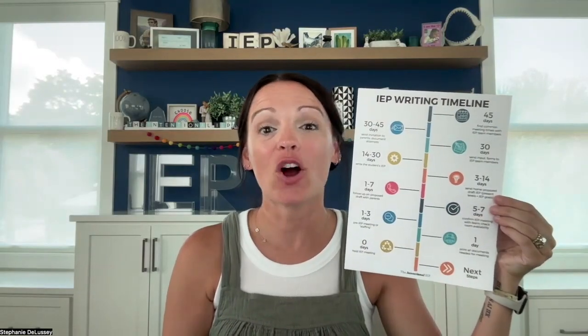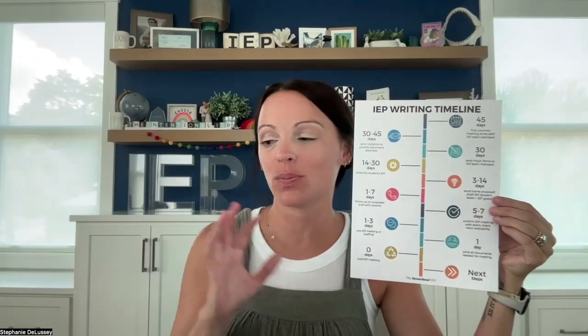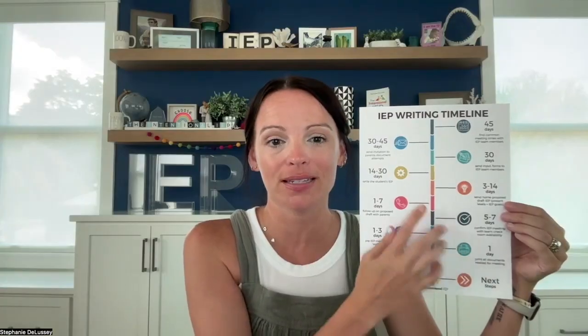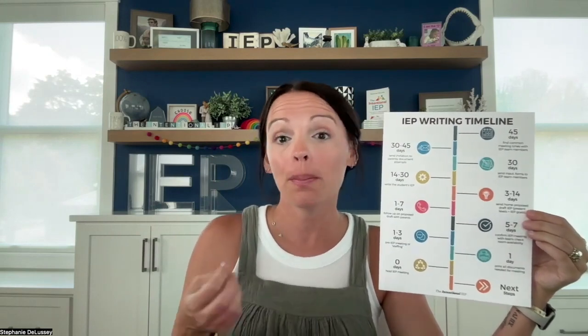All right, now that we are all on the same page and have both of these things downloaded, let's get started. First of all, you're going to see some dates on here: 45 days out, 30 to 45 days out, 30 days out. From what? What day are you talking about, Stephanie? So every child on your caseload has an IEP due date. That is when their annual IEP has to be held by.